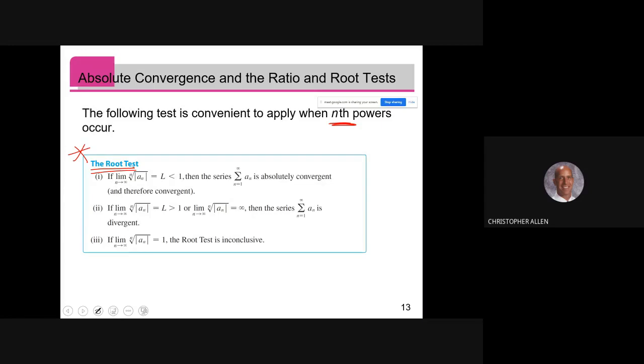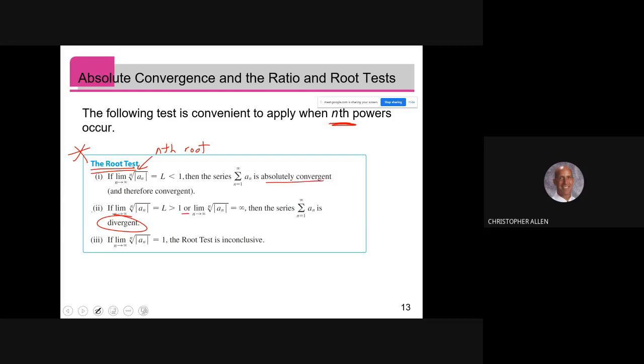And here's what it says. If the limit as n goes to infinity of the nth root of the absolute value of a sub n is equal to L, and that L is less than 1, then the series is absolutely convergent. Does that sound familiar? Yeah. It's almost verbatim from the ratio test, but we're not doing a ratio here. We're doing the nth root. Two, if the limit as n goes to infinity of the nth root of the absolute value of a sub n is equal to L, and L is greater than 1, or if it's infinity, guess what? Divergent.